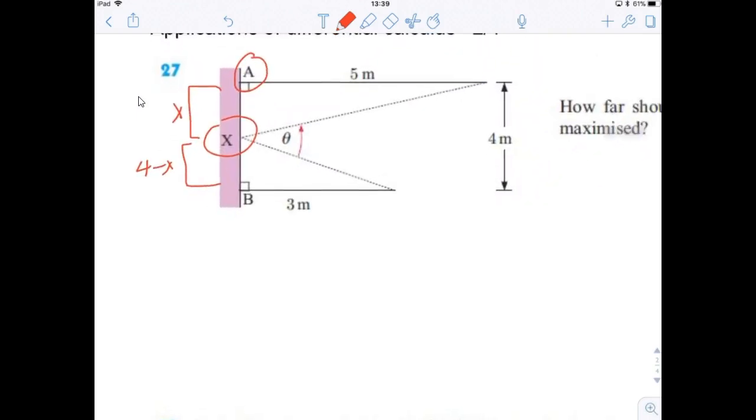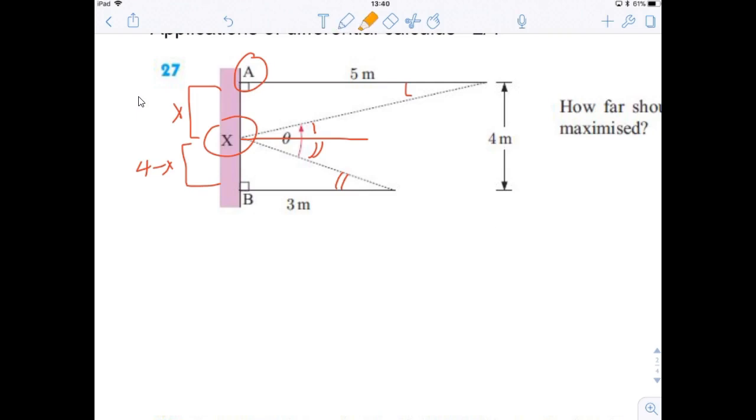Now that we know expressions for those two sides, we could figure out expressions for this angle and this angle. And do you see how these two angles are important to figure out the angle theta? Because like parallel lines cut by a transversal, alternate interior angles are congruent. So this would be equal to that one, and this would be equal to that one, right? So if we figure out an expression for the top angle and an expression for the bottom angle, we can just add them up, right?